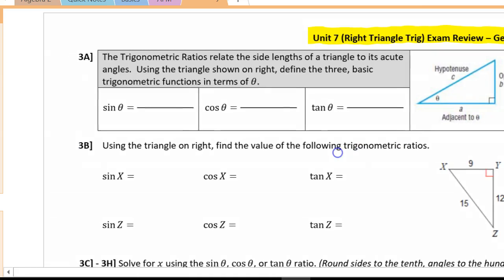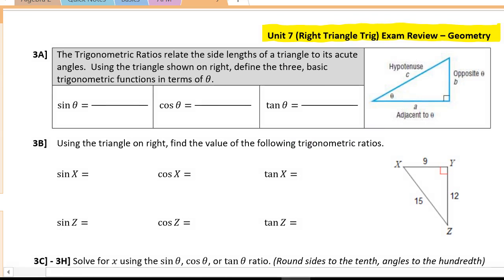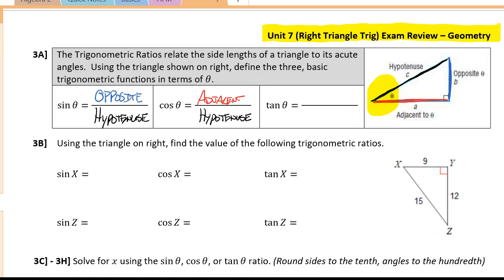Starting off, right triangle trig ratios can be defined as the following. Based on angle theta, we can label our side lengths as the hypotenuse, the adjacent, and the opposite side. We define the trig function sine, the sine of some angle theta, as the opposite side over the hypotenuse. We define the cosine ratio as the adjacent side over the hypotenuse. And lastly, the tangent ratio as the opposite over the adjacent.